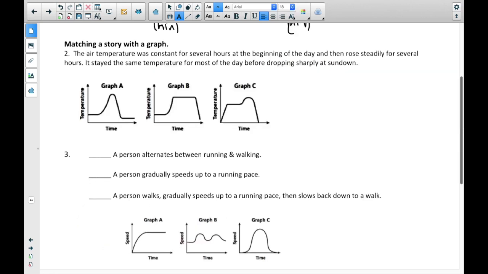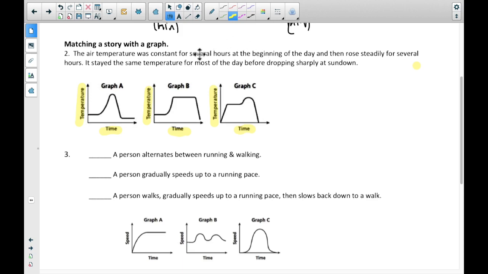Okay, so let's look at that in terms of these. This time we don't have distance, we have temperature. We still have time on the x-axis, and that's very common. Almost always we will have time on the x-axis. I said almost always. Not always, but almost always. Okay, the air temperature was constant for several hours at the beginning of the day and then rose steadily for several hours. It stayed the same temperature for most of the day before dropping sharply at sundown.